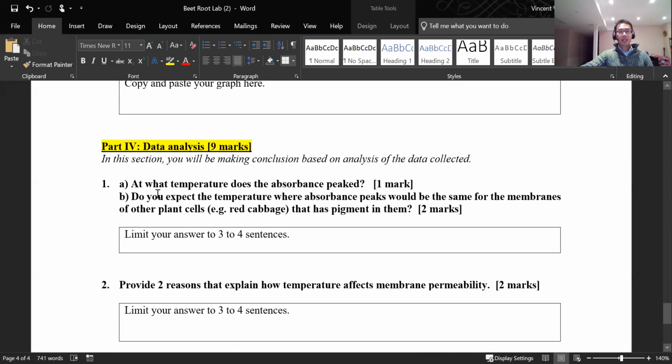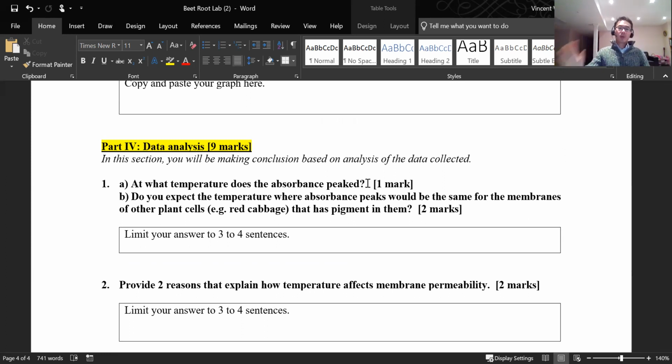A couple more to go. At what temperature does the absorbance peak? I would accept anything between 60 to 80. You can see the graph kind of goes up and then it plateaus after 60. So that's where it has peaked, right? It's not going up anymore.